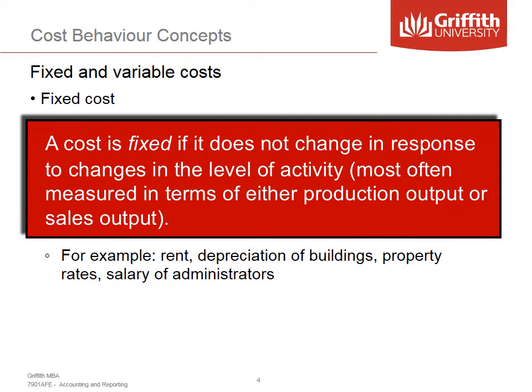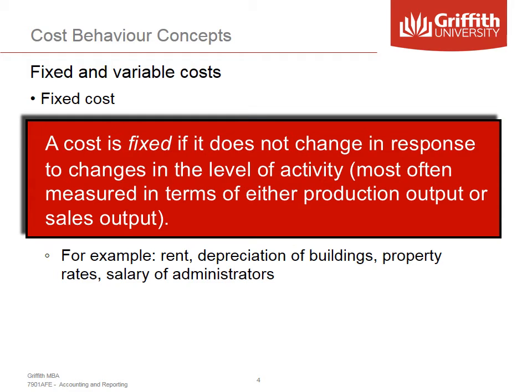There are two categories of cost behaviour that we're going to touch on. They are a simplification, but for our purposes and for most purposes, it's a very efficient way of understanding cost behaviour, and about 95% of the estimations you'll need to make will be adequately covered by understanding about fixed and variable. Okay, so a fixed cost is fixed if it does not change in response to changes in the level of activity.